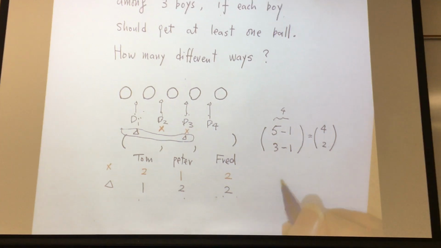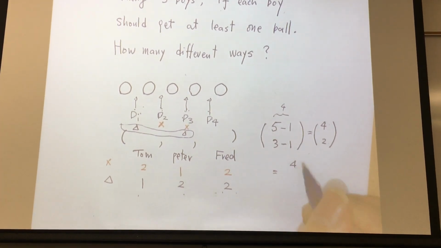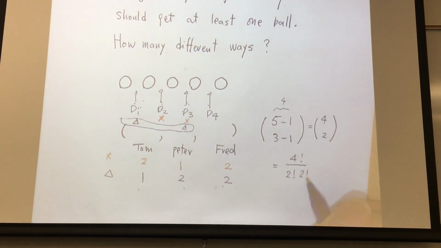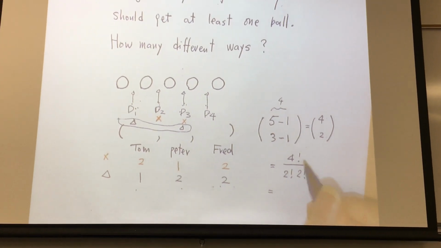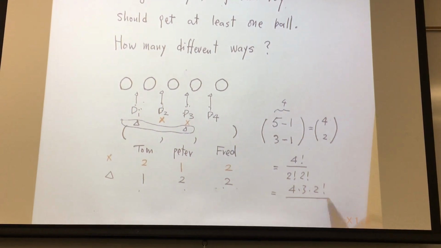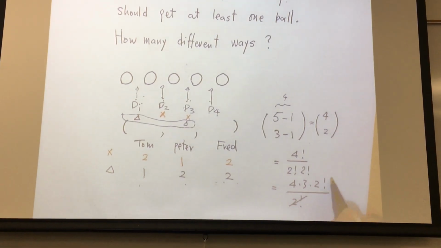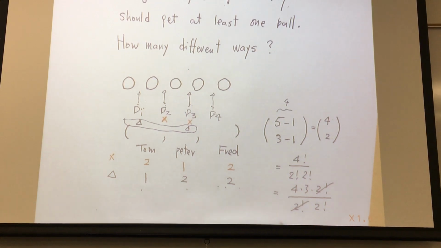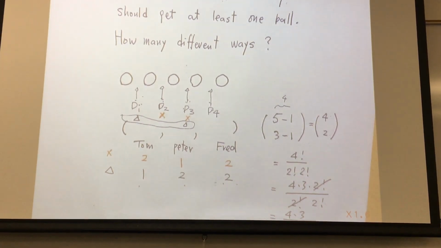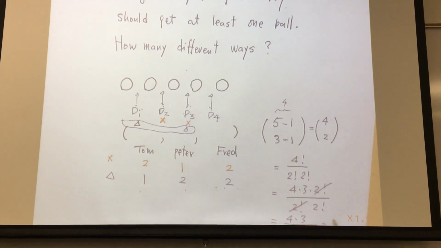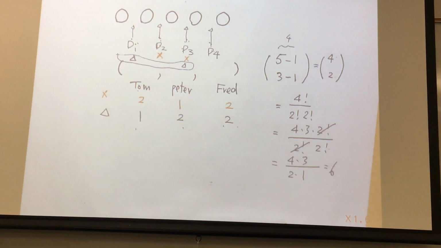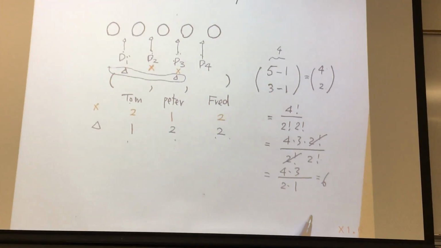4 choose 2. What's 4 choose 2? 4 choose 2 is 4 factorial divided by 2 factorial times 2 factorial. So 4 factorial is 4 times 3 times 2 factorial, and 2 factorial cancels with 2 factorial. There's another 2 factorial, which is just 2 times 1. 4 times 3 over 2 times 1, so the answer is 6. There are 6 different ways you can do that. Is that okay?